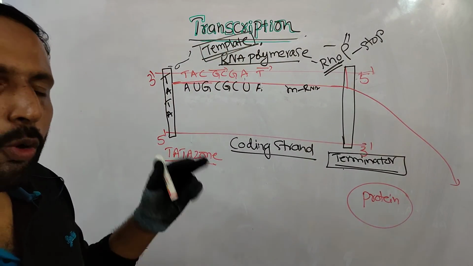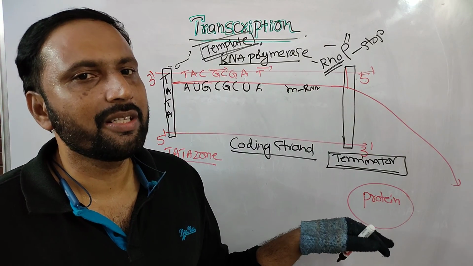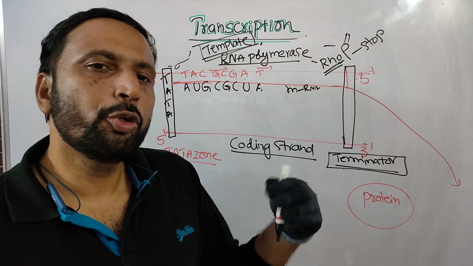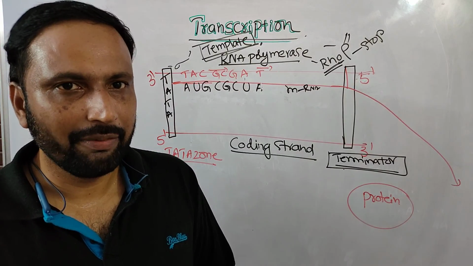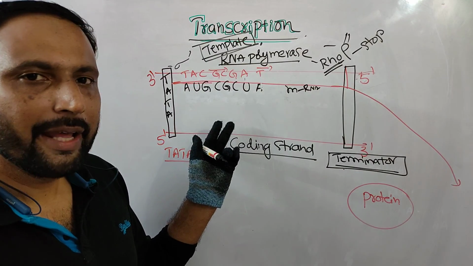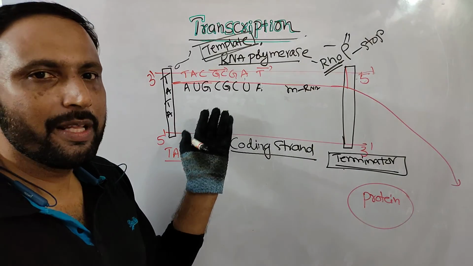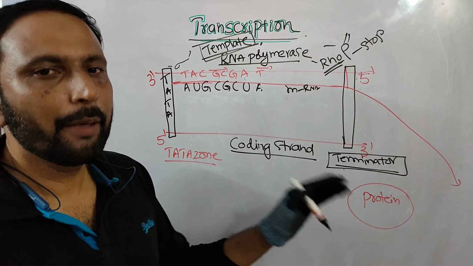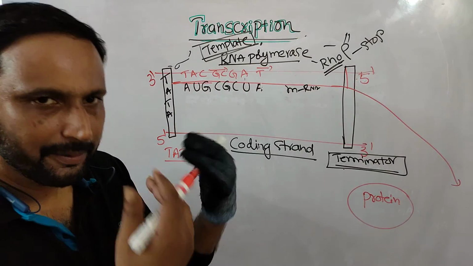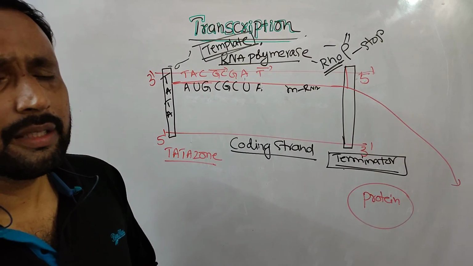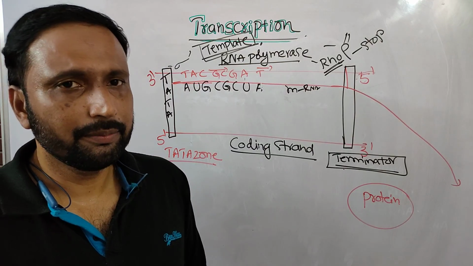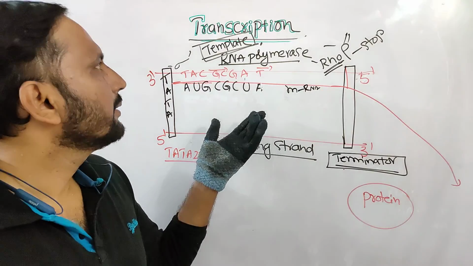Whereas in prokaryotes, both transcription and translation take place within the same cell. It means there is no nucleoplasm and cytoplasm difference. But in eukaryotes, transcription takes place in the nucleoplasm, translation takes place in the cytoplasm. In prokaryotes, everything takes place in the cell, because there is no differentiation like nucleus and cytoplasm. So this is the transcription.